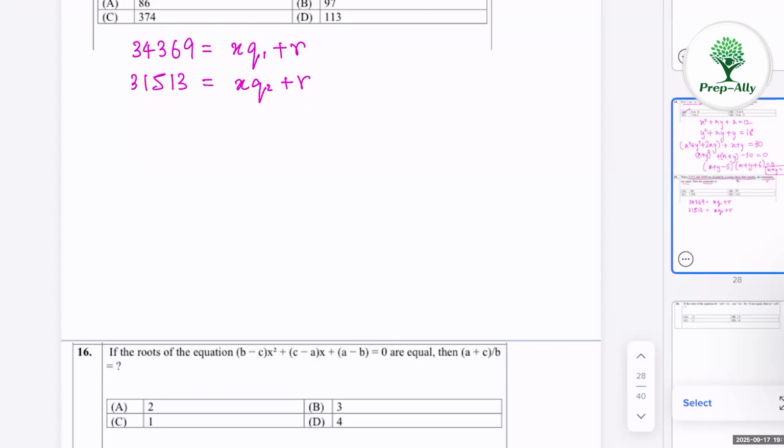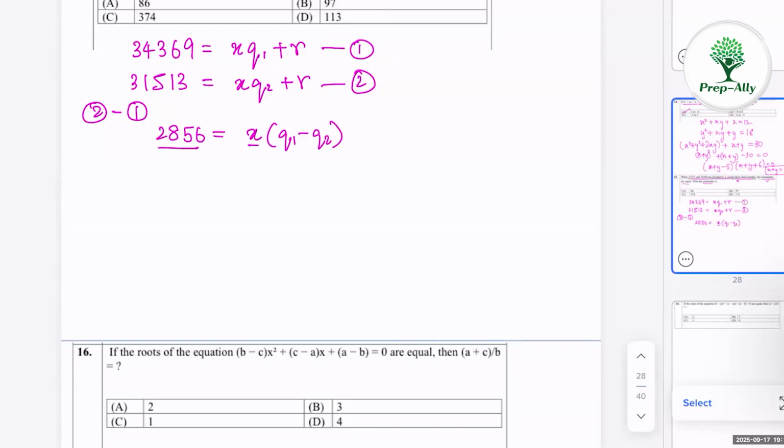Now if we subtract these two equations, so let this be 1 and this be 2. So 2 minus 1, we have 2856 equals x into q1 minus q2. So x is a factor of 2856 and x is a 3-digit number, right? So let's list all the 3-digit factors of 2856.